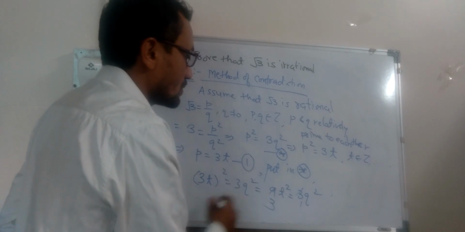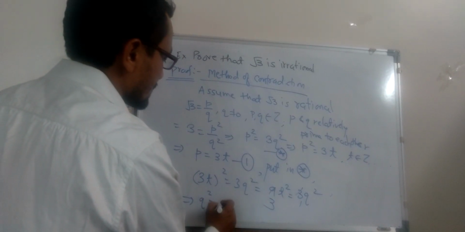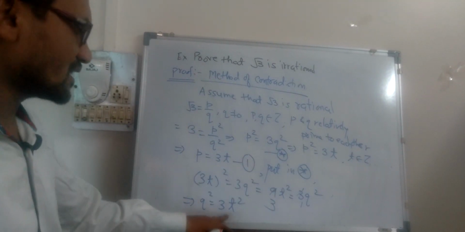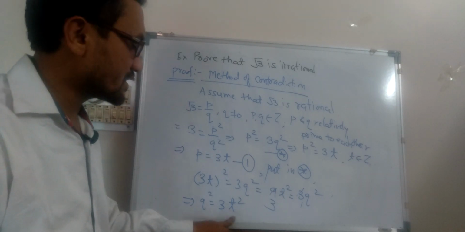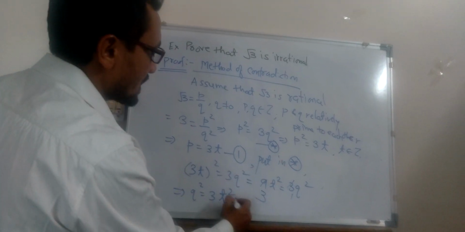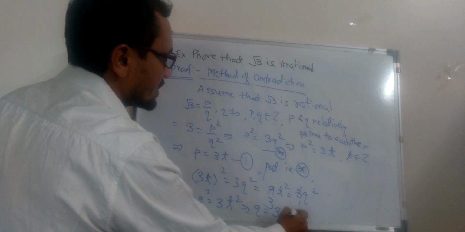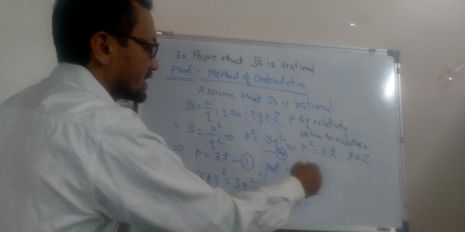So what we get is q square equals 3t square. Now what is t? t is any integer, and the square of any integer is again an integer. Whenever we multiply any integer by 3, it is in the table of 3. So q square is a multiple of 3, which implies q is also a multiple of 3. This is 3t square, which we can also call 3p, where p is again any integer.